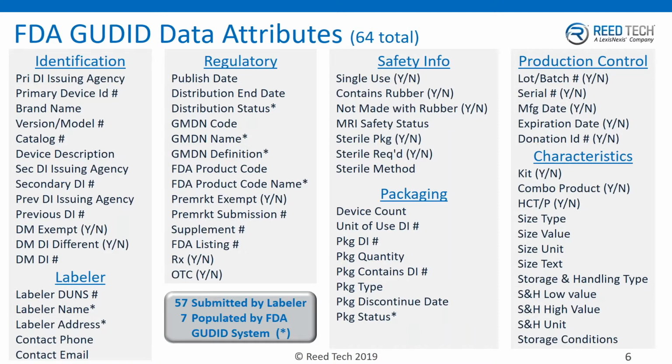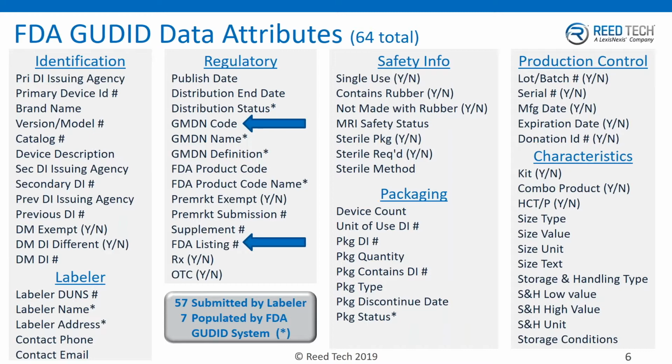So as mentioned earlier, device labelers are responsible for submitting 57 data attributes to the FDA, and then the FDA's GUDID system will populate the additional 7, creating 64 total. In my experience, though, there are some of these data attributes that cause more questions than some of the others, notably the GMDN code. GMDN stands for Global Medical Device Nomenclature. It is a numeric code from the agency of GMDN, and it's used to kind of standardize the device descriptions across multiple different languages.